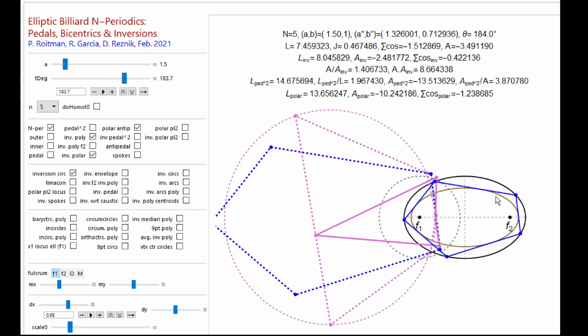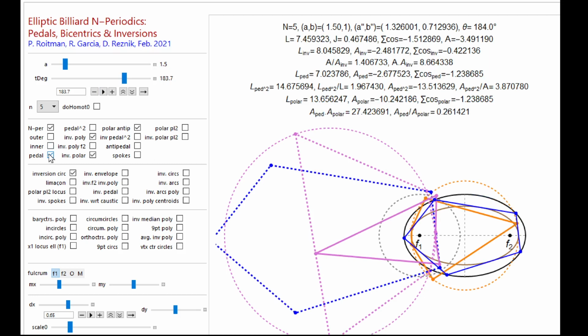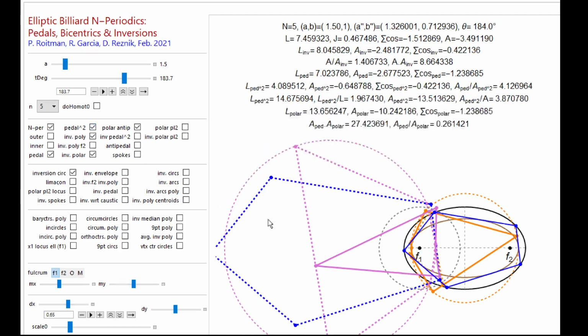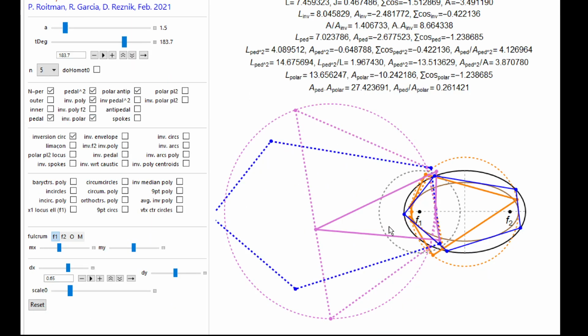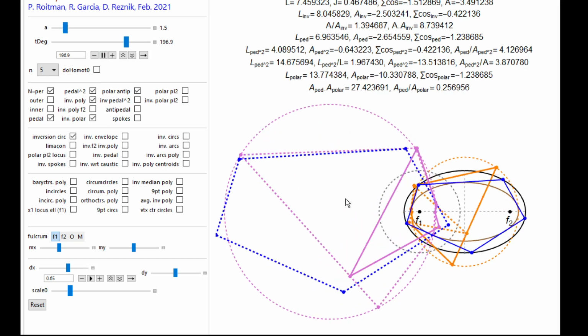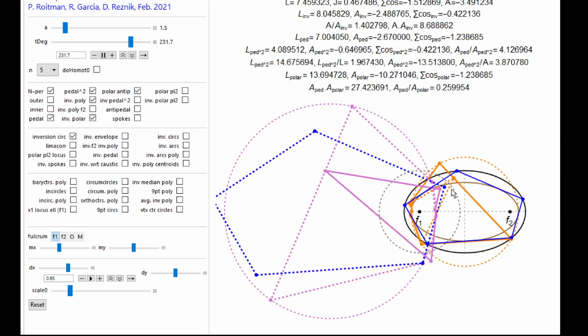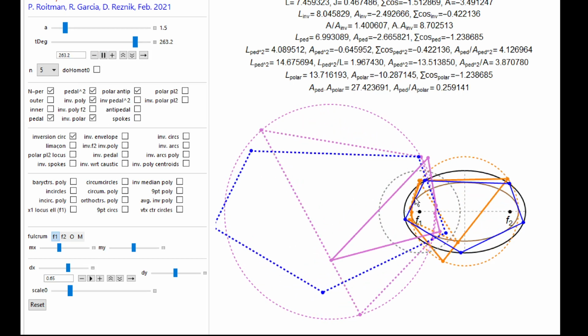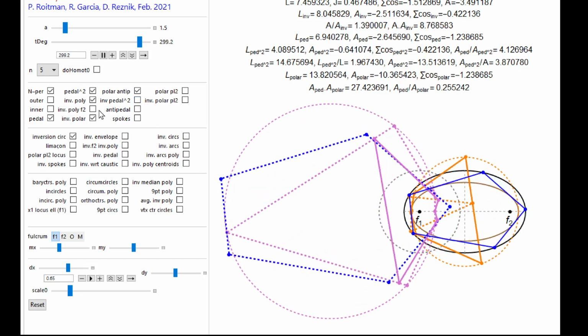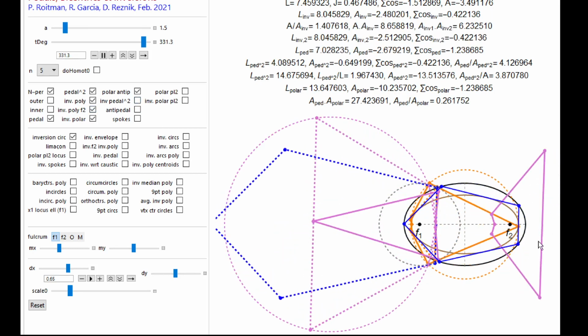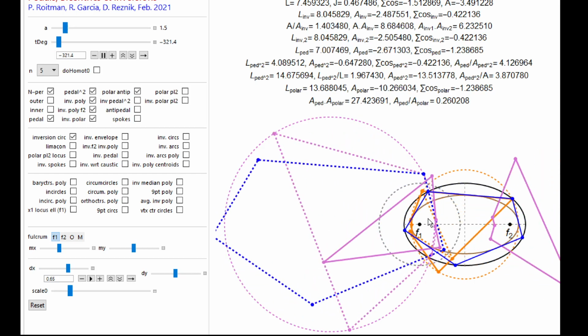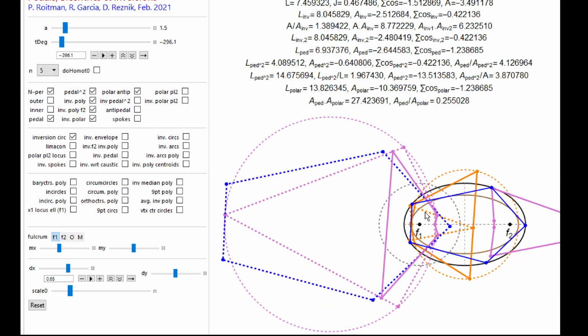Let's recall them. I started with the 5 periodics. I computed a bicentric pedal family with respect to F1. Then I computed a square pedal family with respect to F1. It's barely visible here. It's this dashed orange family. And then I took this dashed orange family, which was, as we had seen before, homothetic to that right-hand side inversive polygon. So this dashed orange family here of constant perimeter. And I took this family and I inverted it with respect to a unit circle centered on F1.